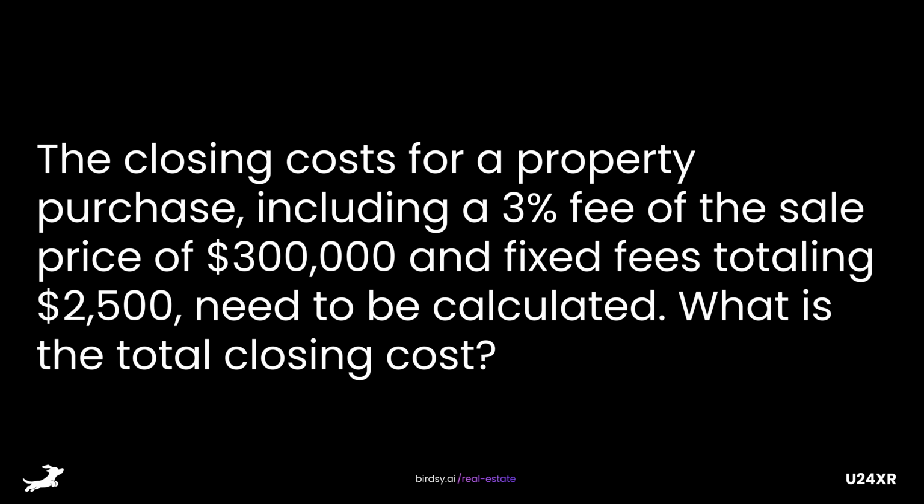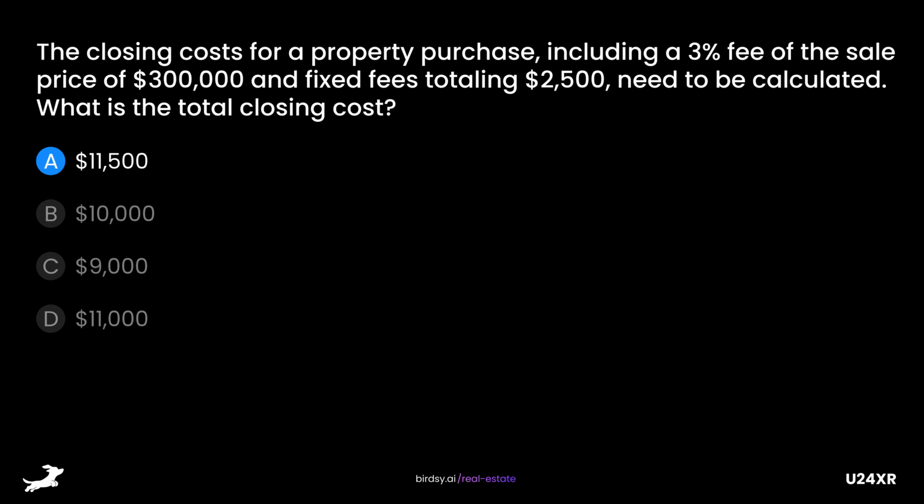The closing costs for a property purchase, including a 3% fee of the sale price of $300,000 and fixed fees totaling $2,500, need to be calculated. What is the total closing cost? Is it A, $11,500, B, $10,000, C, $9,000, or D, $11,000?